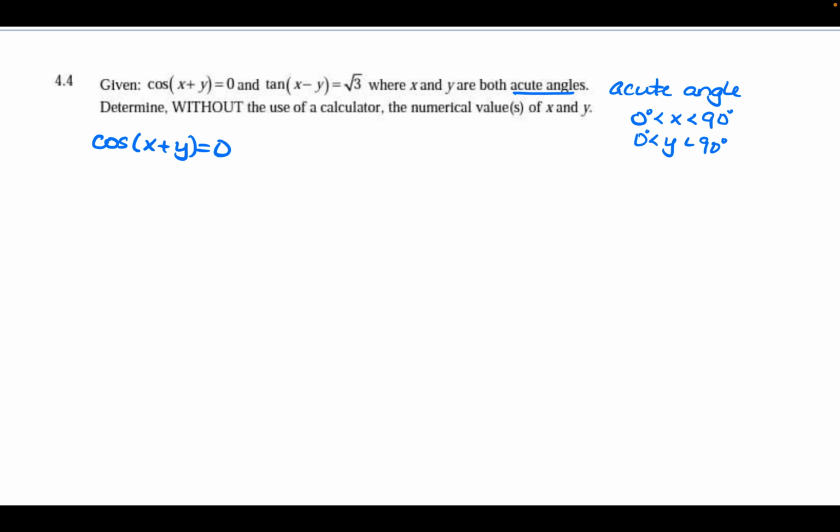Well, 0 is a very special number, and remembering that the cosine is the x-coordinate on the unit circle, we know that we are at the point where the x-coordinate is equal to 0, and that is 90 degrees. So we know that x plus y has to equal 90 degrees. And remember, that makes sense. If they're both acute, they might add to 90. So that makes sense. Now the tangent of x minus y is equal to the square root of 3.